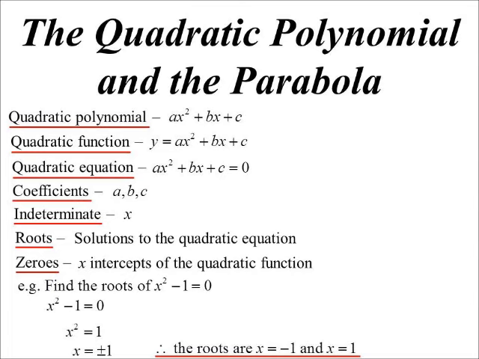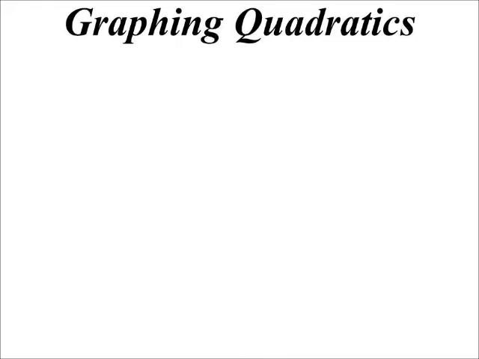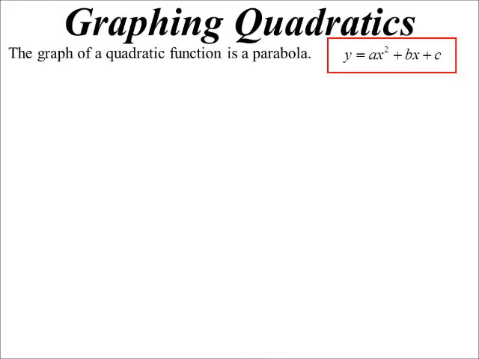Okay, graphing quadratics. We know that all quadratics will be parabolas when we draw them. Okay, so we know the basic shape. There's the general form. y equals ax squared plus bx plus c. Now, just looking at the equation, we can get our bits of information about how to draw our parabola.